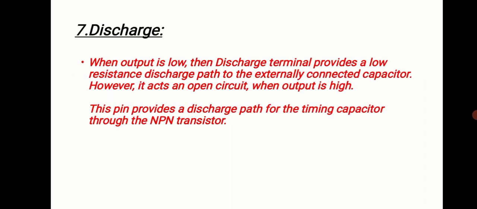Discharge. When the output is low, the discharge terminal provides a low resistance discharge path for the external timing capacitor. However, it acts as an open circuit when the output is high. This pin provides a discharge path for the timer capacitor through the NPN transistor.